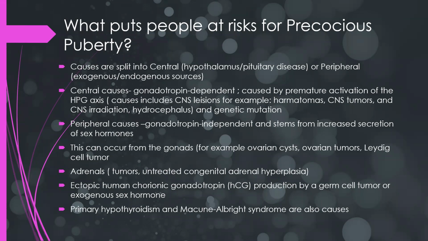Central causes are gonadotropin dependent, caused by premature activation of the HPG axis. This includes CNS lesions, for example, hematoma, CNS tumors, or CNS radiation, or hydrocephalus, or genetic mutation.